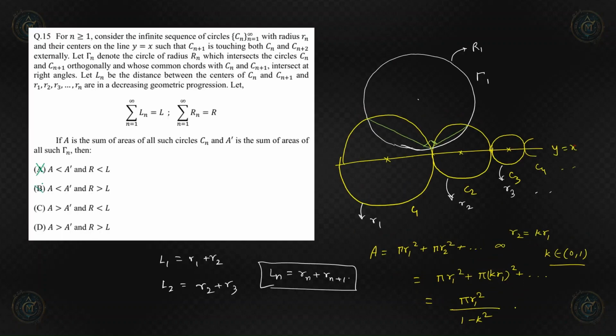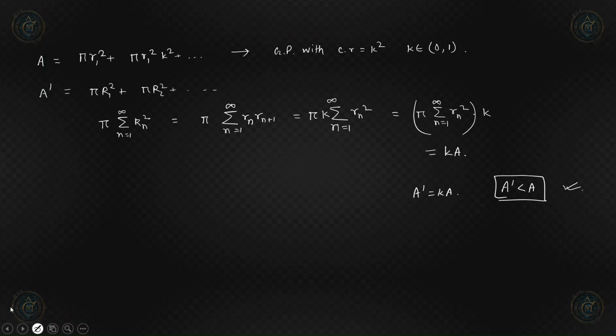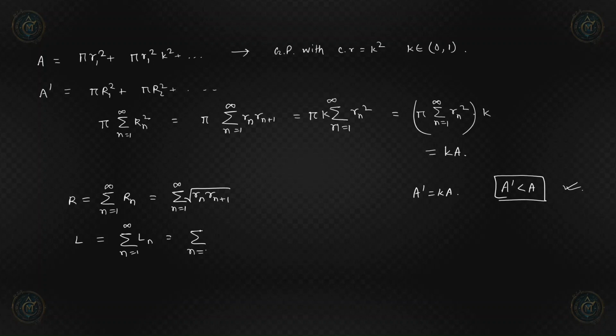Okay, so let us check the options. Option A and option B are clearly eliminated, because there A dash is greater than A, which is not possible. So we now have to comment on R and L. Okay, so R is the summation n equal to 1 to infinity of Rn, which we can write as the summation of under root small rn times small rn plus 1. And what is L? L is the summation n equal to 1 to infinity of capital Ln, which is the summation of rn plus 1.